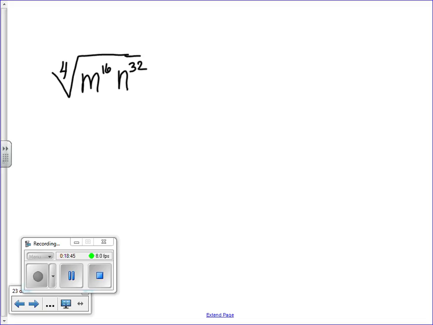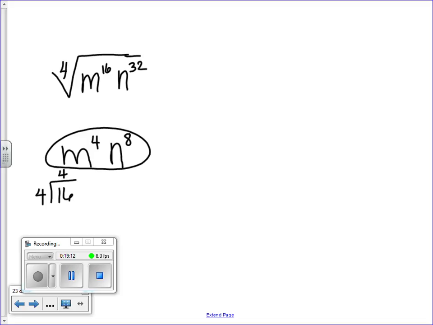What's 16 divided by 4? There aren't even any remainders on this one. 32 divided by 4? That's your answer. When you bring the fourth root out, 16 divided by 4 is 4. No, there's nothing left inside. There was no remainder. Nothing was left inside.